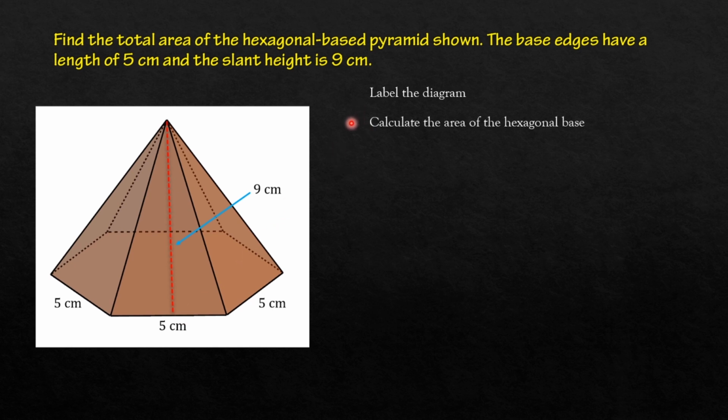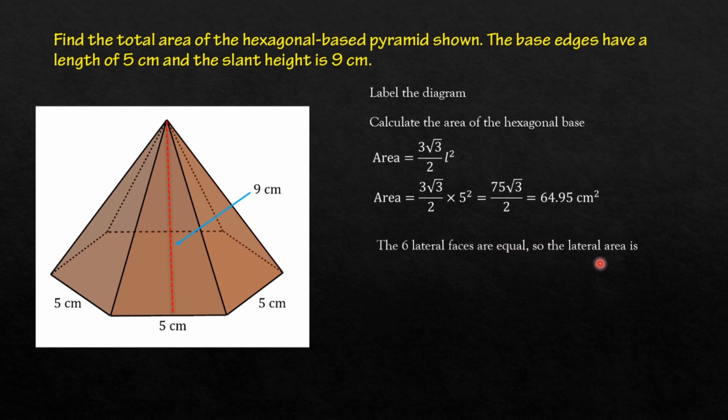First, we'll calculate the area of the hexagonal base. The area is 3 root 3 on 2 times L squared. This formula is in your textbook, but the formula shown in your book is actually incorrect. Make sure you use 2 for the denominator here, not 4. So the area is calculated as 75 root 3 divided by 2, which is 64.95 square centimeters. That's the area of the base.